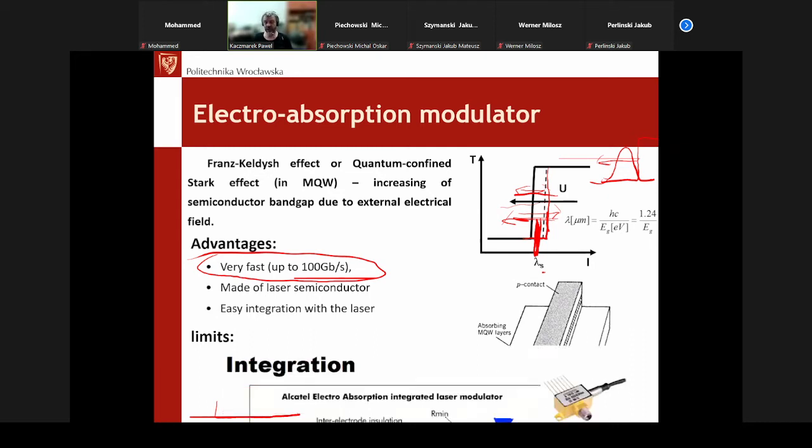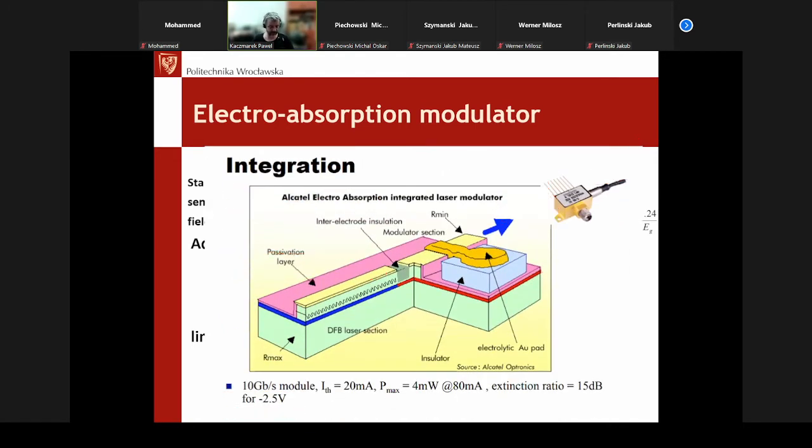But a huge advantage is that they can simply be integrated with the light source, made in one and the same technological process. And here you have an example of such a module. We have a laser. Here is the laser section, a DFB laser in this case. And here we have the modulator section.